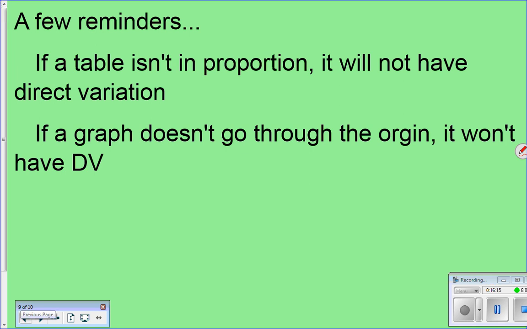Okay? Two things I want to remind you of before you get going today. First of all, everything has to be in proportion to write a direct variation. If it's not in proportion, it cannot be done. If the graph doesn't go through the origin, it's not going to have one. We just talked about that. So think about those things. Think about what you know when you're doing this today. Read your homework very carefully, and I'm actually going to go through it with you. So get your homework out, your notebook or your book, and go to page 85 for me, please.